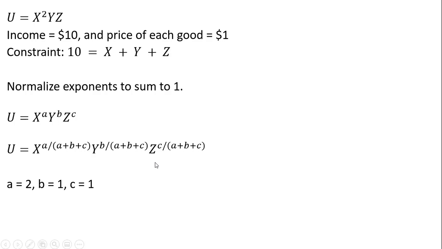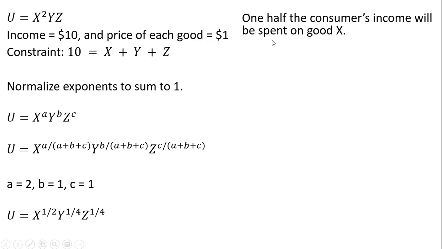So following these steps, we're going to get x, which is 2, it's going to be 2 divided by 4. Okay, if we sum these up, that's 4. So 2 divided by 4 is 1/2. And then on the exponent on y, b is 1. Dividing it by the sum of the exponents, it's 1/4. And the same thing with the z variable. So why did we do that?